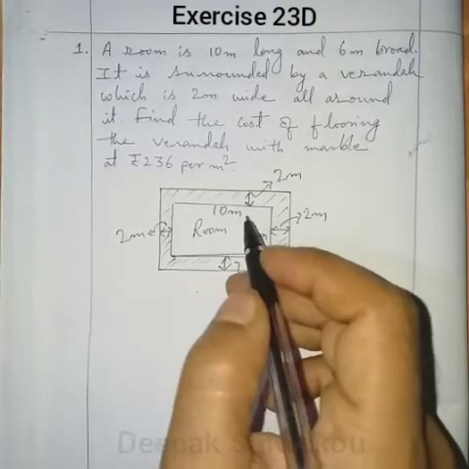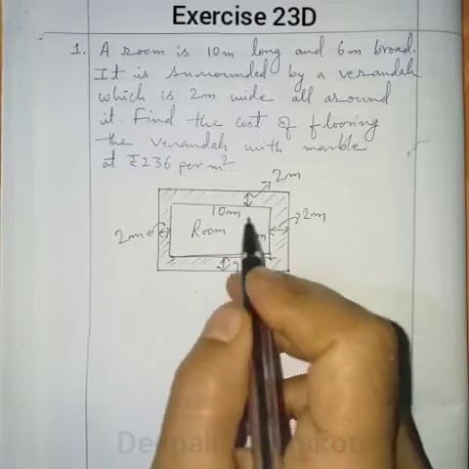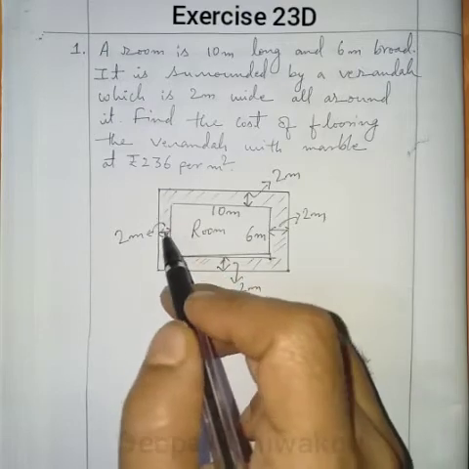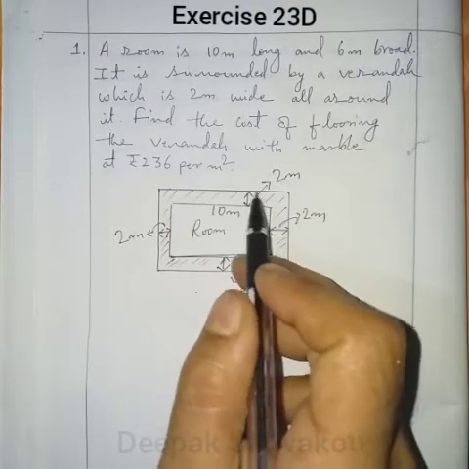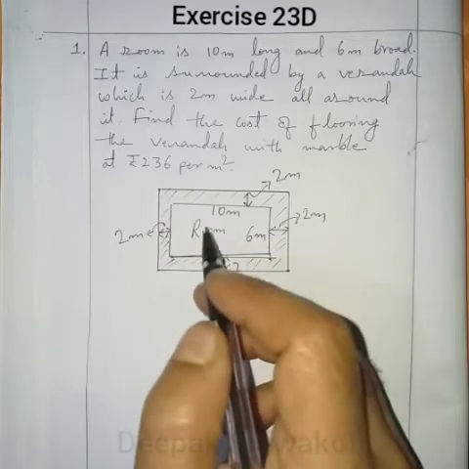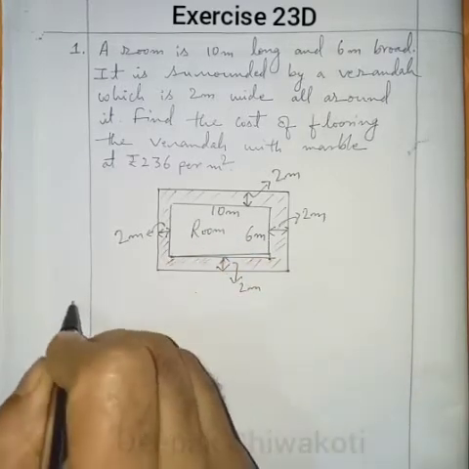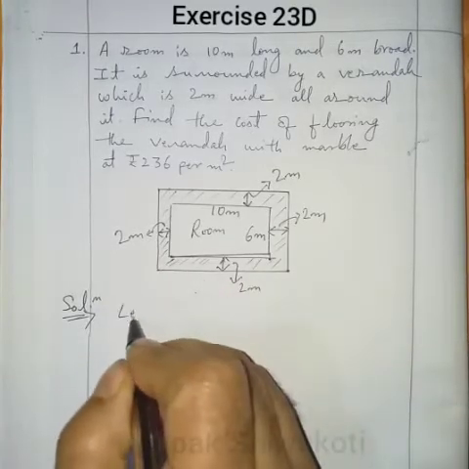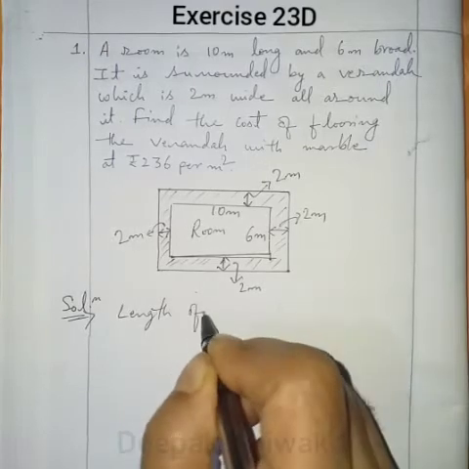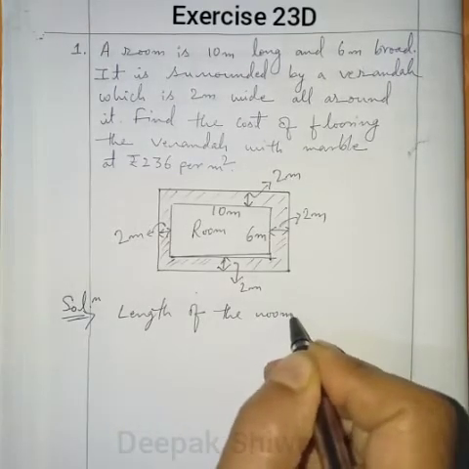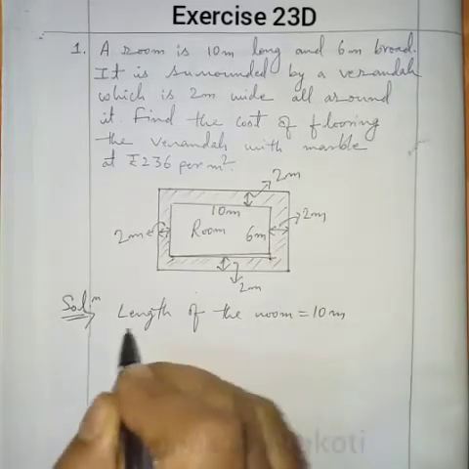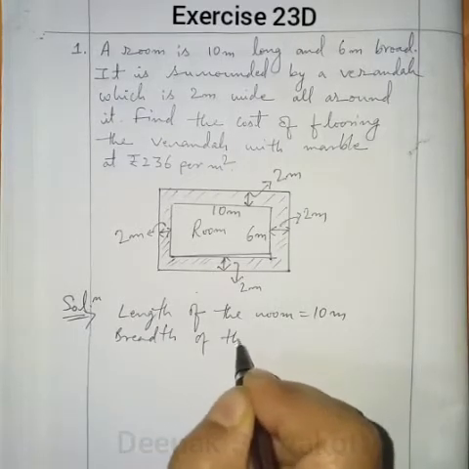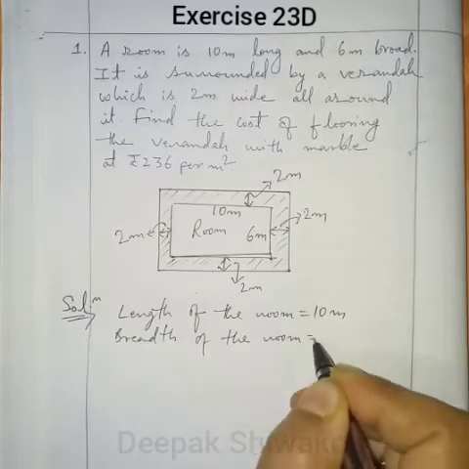is first we will find the area of the room, and after that we'll find the area of the room plus veranda, together. Like this, let us do it. Solution. Length of the room is 10 meter and breadth of the room is equal to 6 meter.